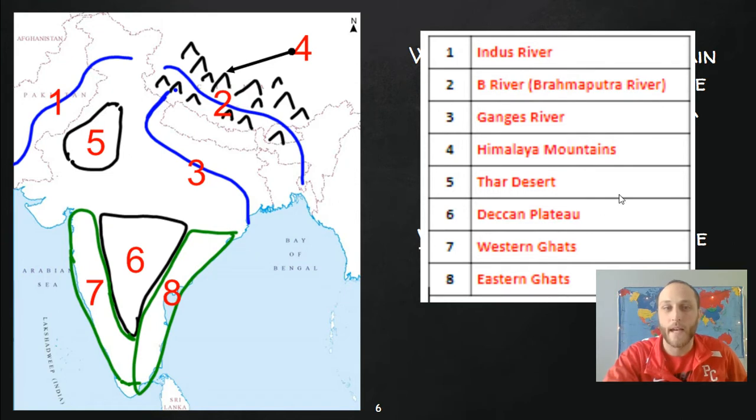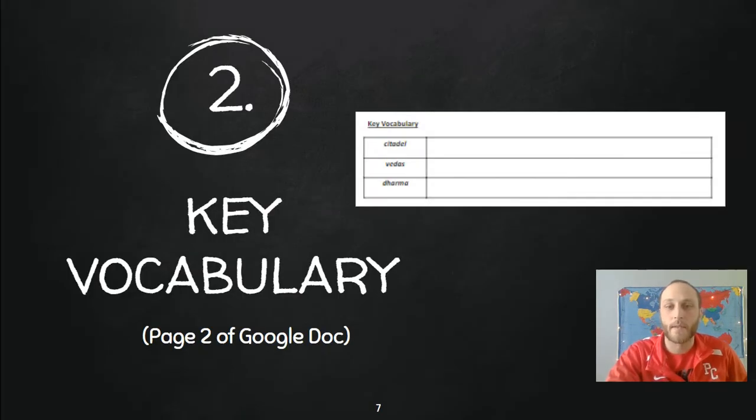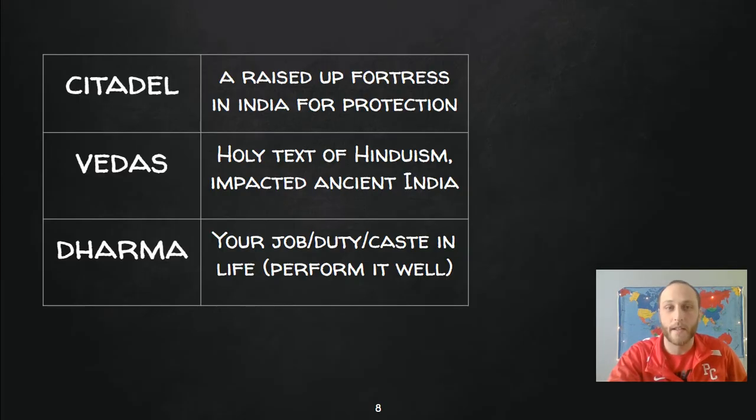If you need to copy those down, you might get a few of those questions on your test, so just make sure you know those 8 places over here. Some key vocab that you'll see on the second page now of your Google Doc. You'll see the words citadel, Vedas, and Dharma. So the very first word that you're going to see is citadel.